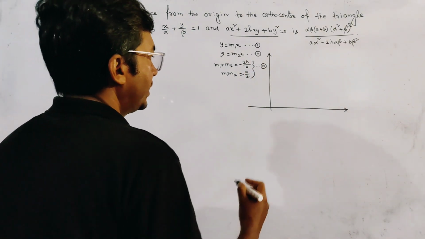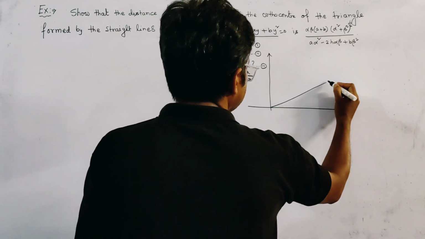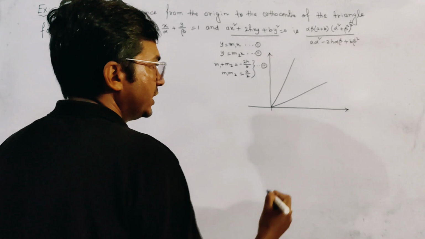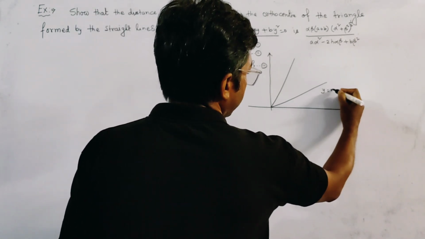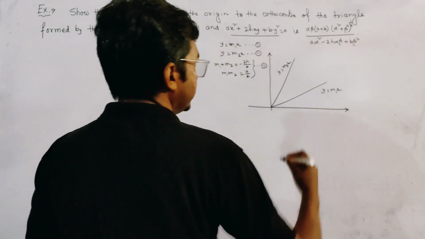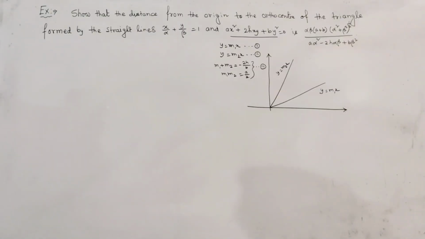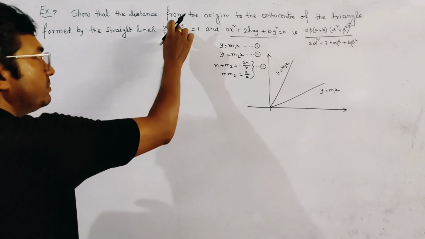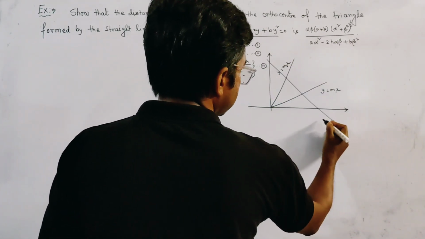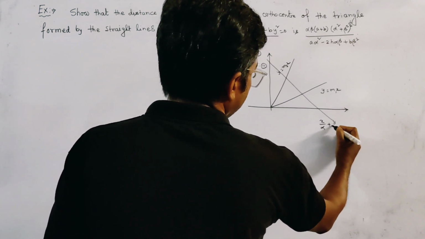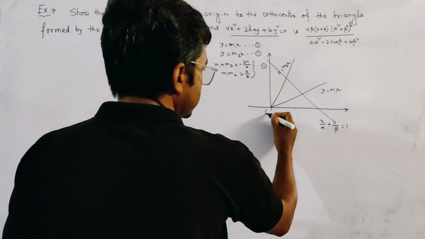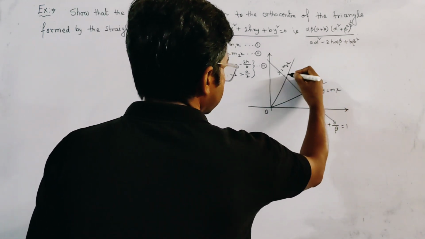Here y = m1x is the first line and y = m2x is the second line. Now we draw the line x/alpha + y/beta = 1. Let it be this. Let this be the origin, and this be A, and this be B.